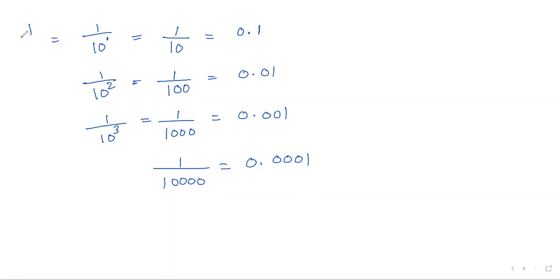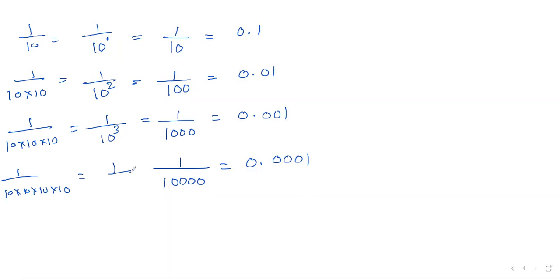Why? Because see, it is 1 upon 10. This is 1 upon 10 into 10. That is 10 square. That is 100. 1 upon 10 into 10 into 10. 10 tens are 100. 100 tens are 1000. And this is 1 upon 10 into 10 into 10 into 10. 10 taken 4 times, so 4 zeros. That is 1 upon 10 raised to 4. Yes or no, children?